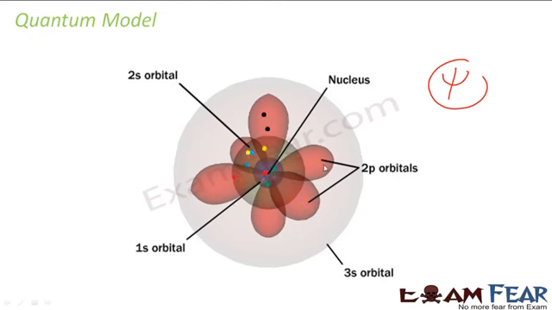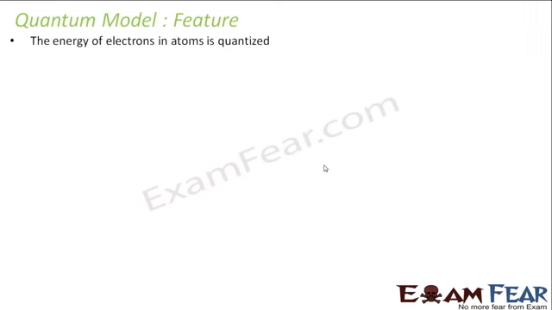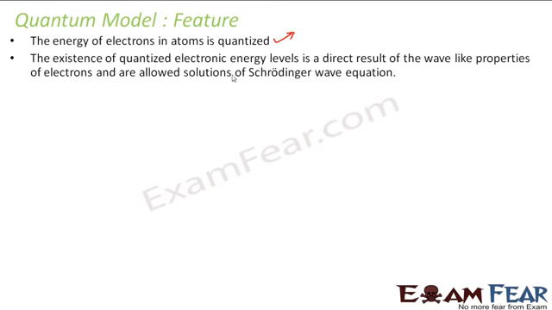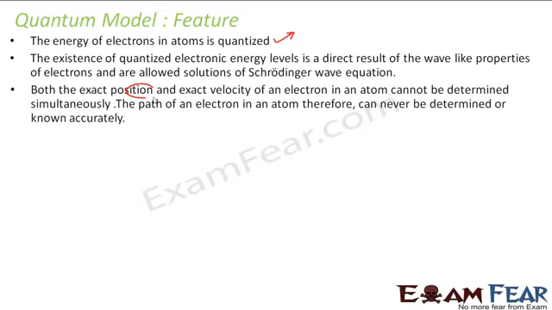It's a 3-dimensional space. So there are some features of the quantum model. The energy of the electron in an atom is quantized, and this is something which Bohr also told. And the existence of quantized electronic energy levels is a direct result of the wave-like properties of the electron. Both the exact position and exact velocity of the electron cannot be determined. That's what the quantum model says. And that's why the exact path of an electron in an atom can never be determined accurately, and that's why we don't talk about fixed orbits.